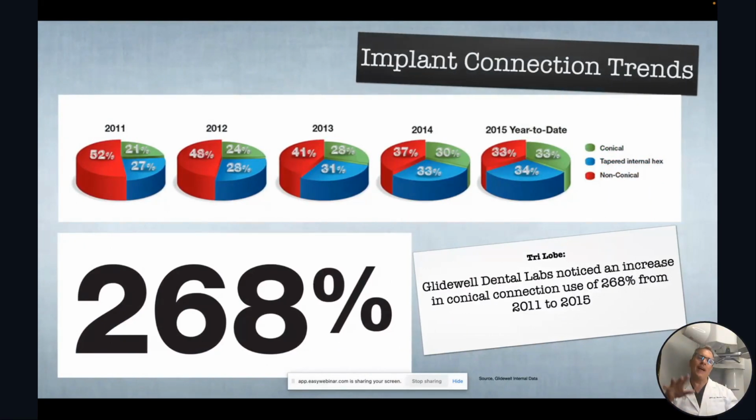So interesting enough, this is an old study, I couldn't find any new data, but back in 2015, Glidewell Dental Labs looked at all of their types of implant cases coming in. And they noticed a 268% increase away from standard non-conical connections into conical or a tapered internal hex. And we'll talk about that. I call it lead-in bevel. So most dentists got the memo that we want to go with some type of conical connection.